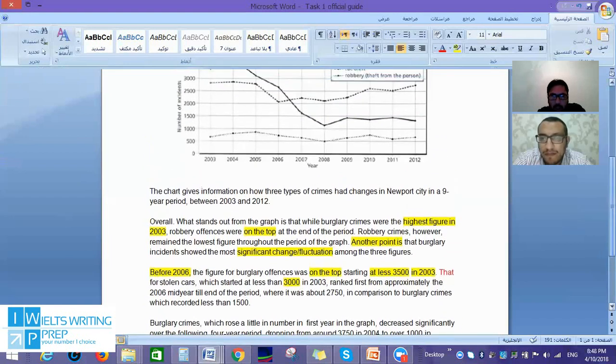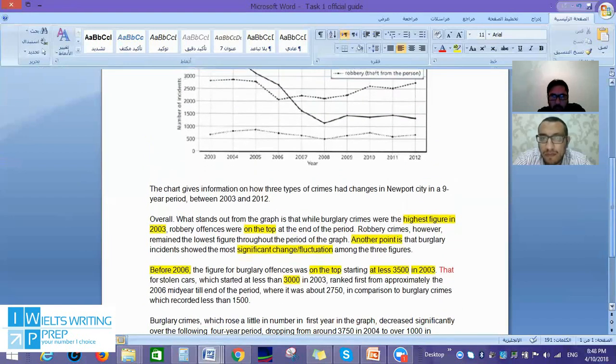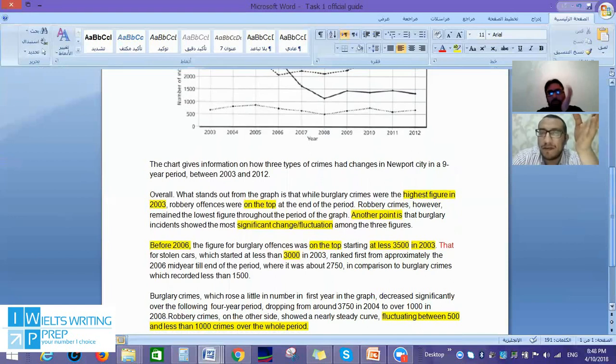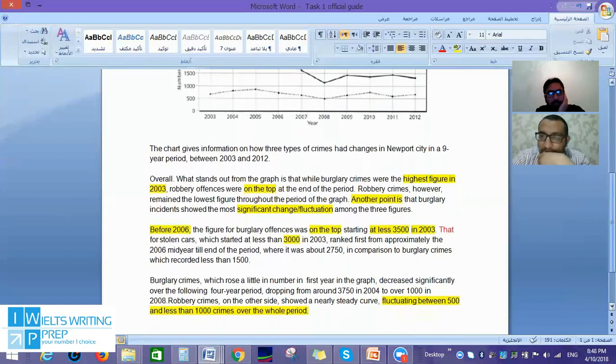Okay, so here you are comparing what happened between these two. Yes, considering that one of them was higher at the start of the period, and the other was higher in the second part, or at the end of the period. Okay, that is logical.